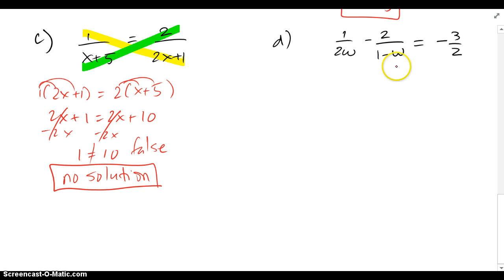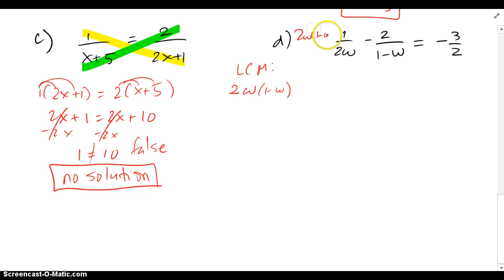Let's go to part D and get an LCM. Because it's not one fraction equals another fraction, I can't do the cross product business. So LCM, I'm going to definitely need a 2. That's 2 times W. I'm going to need a W. I'm going to need a 1 minus W. And then when I get to this 2, it's already in my LCM, so I'm good with my LCM.